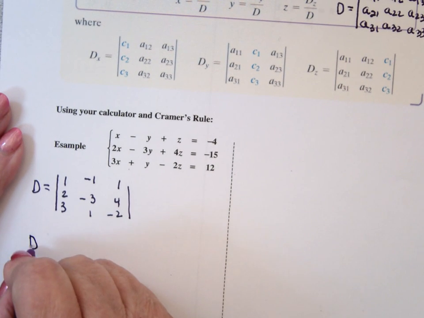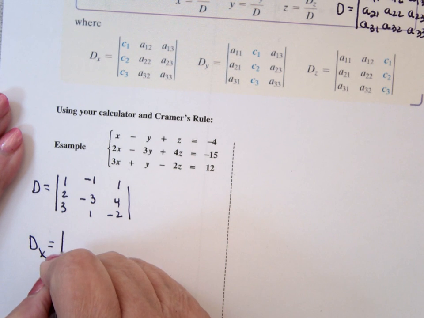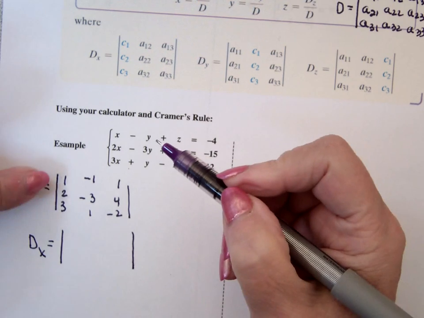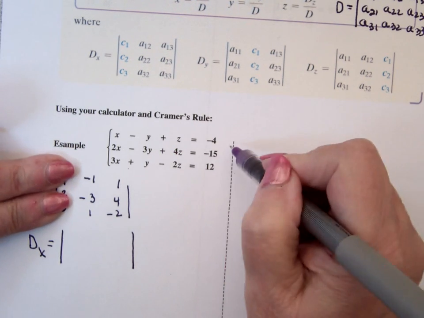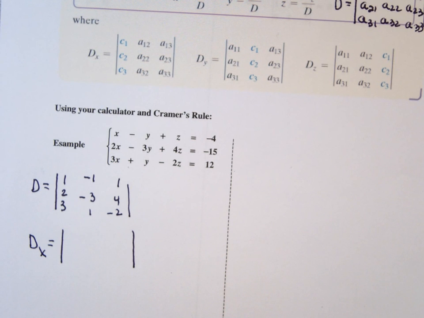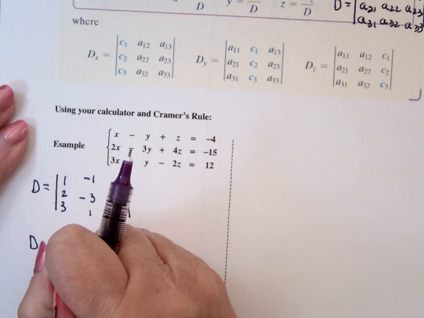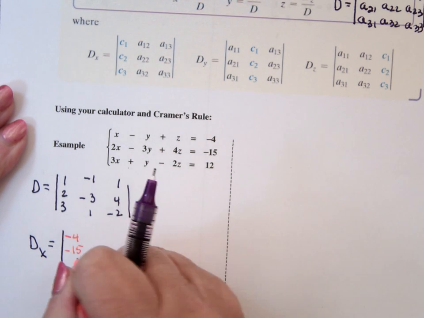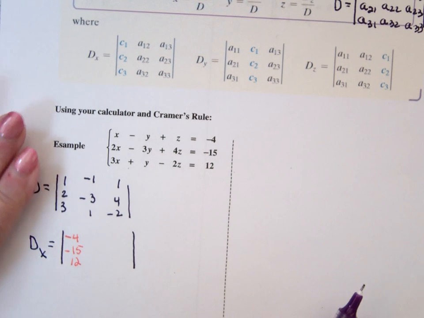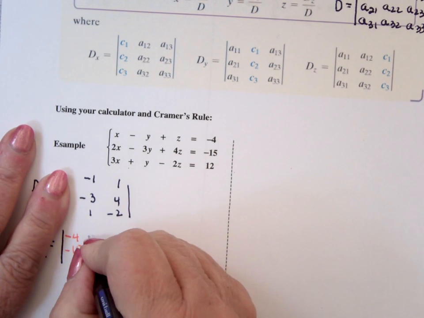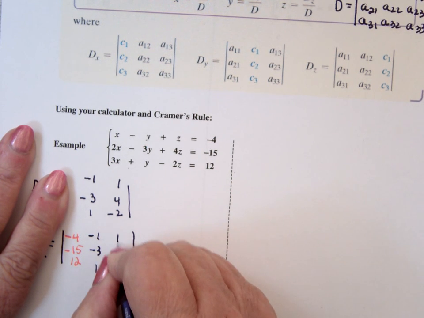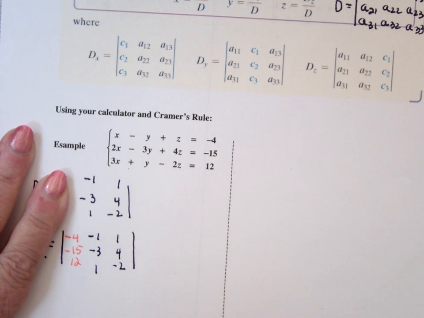Now, D sub x, because we're doing everything on our calculator, takes the column representing x and puts in the constants. So I'm going to change pen colors here. The constants are negative 4, negative 15, 12, and then that column goes away, everything else stays: negative 1, negative 3, 1, 1, 4, negative 2.